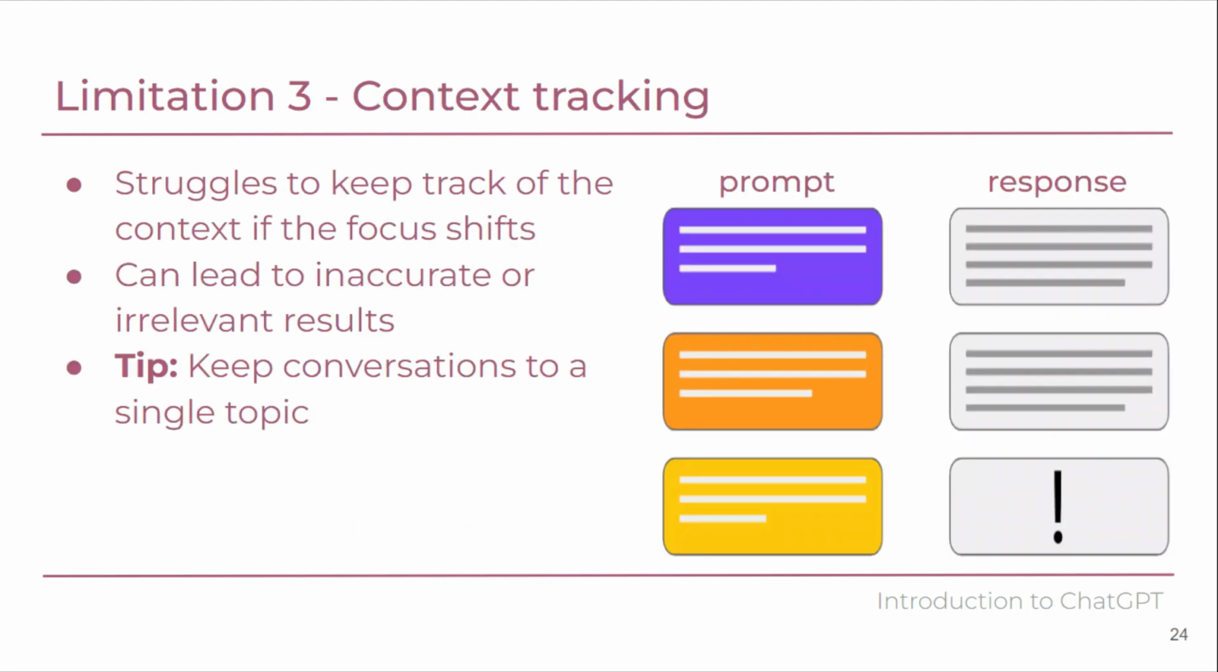ChatGPT has the ability to build on information and context from earlier in the conversation, so follow-up corrections can be made. However, if the topic of the conversation shifts multiple times, ChatGPT can struggle to keep track of the context and generate inaccurate or irrelevant responses. A good rule of thumb is to keep a conversation to one topic and create new conversations for different topics.